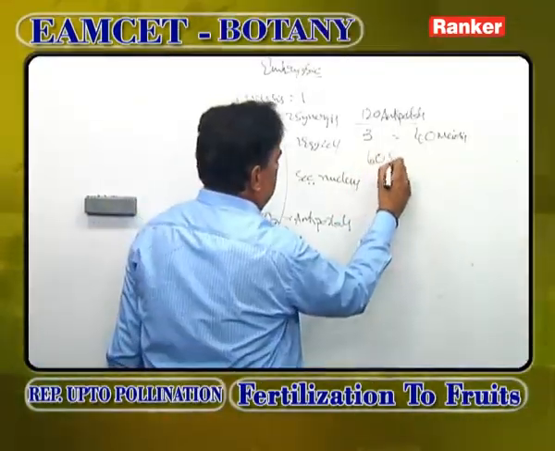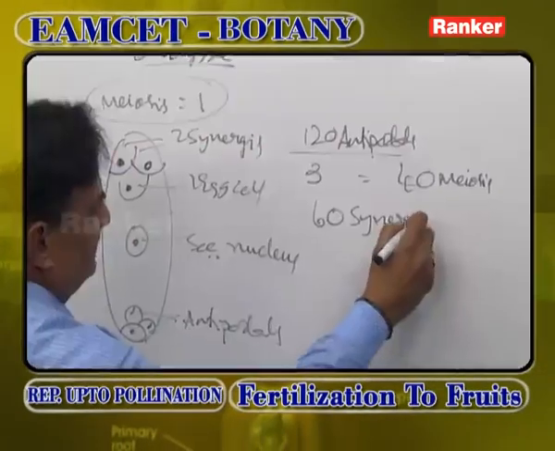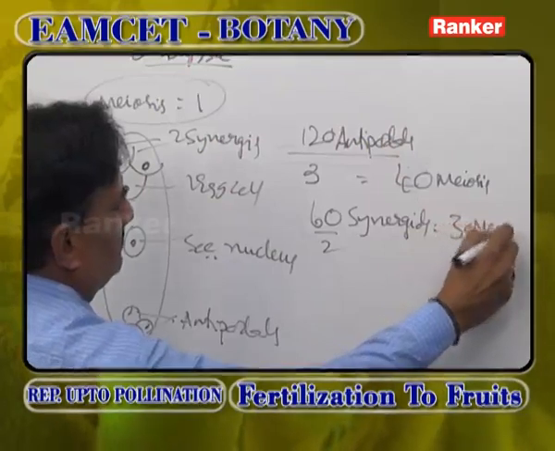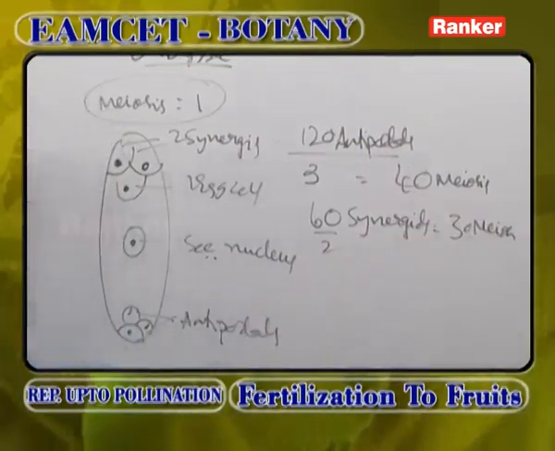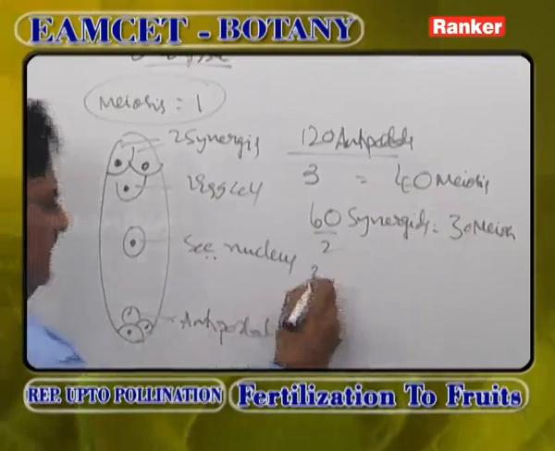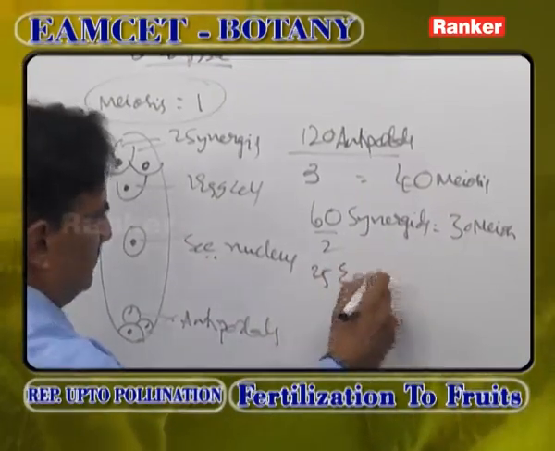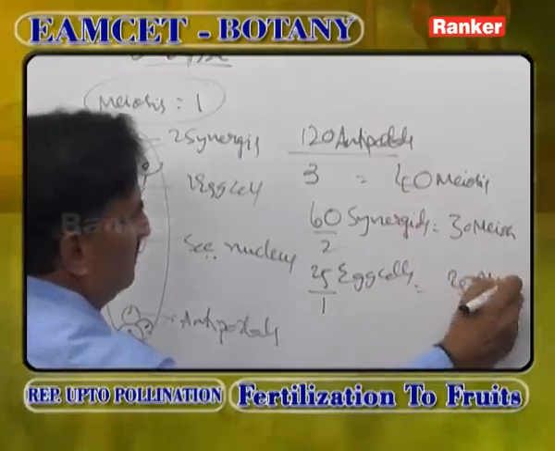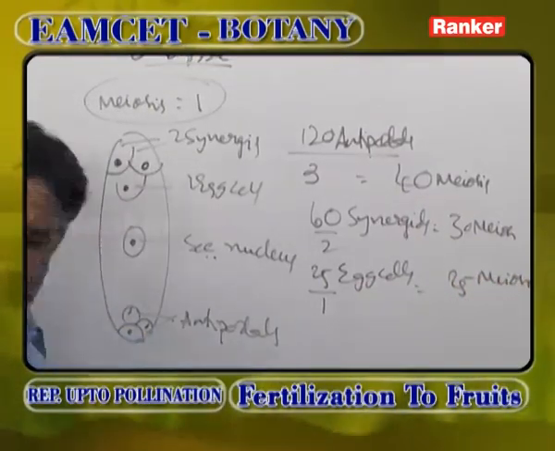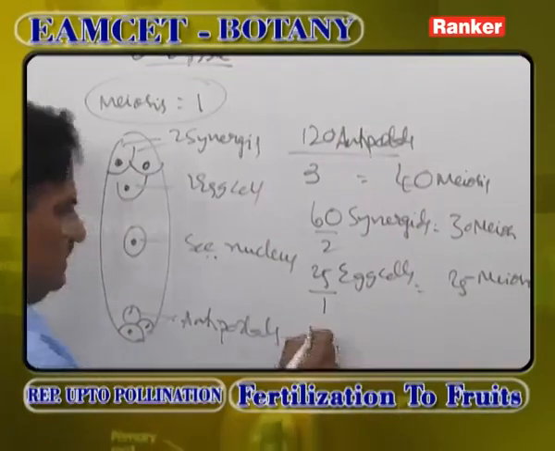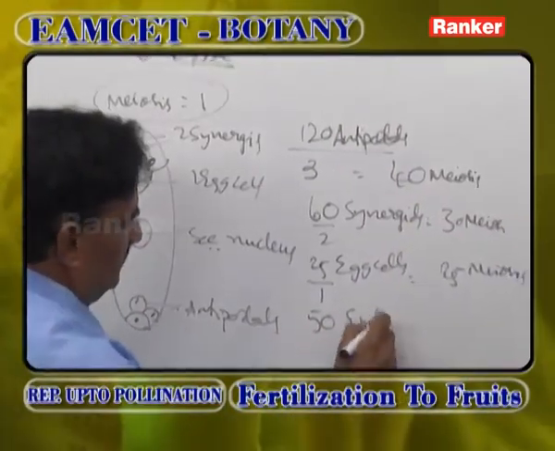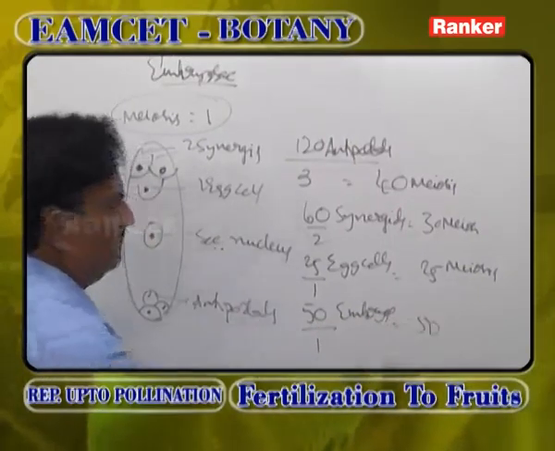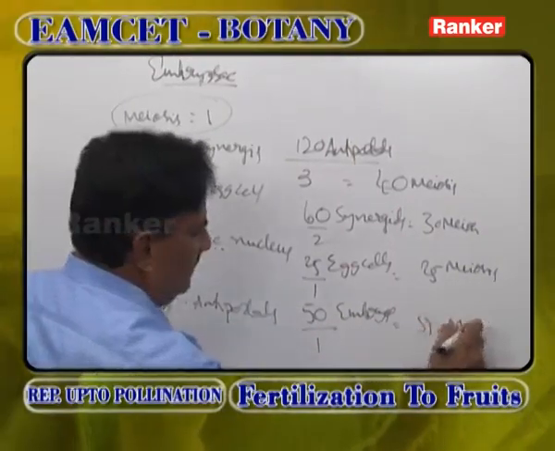60 synergids. 60 synergids means for 2 synergids 1, so 30 meiotic. Then 25 egg cells. 25 egg cells means 25 by 1, 25 meiotic. And 50 embryo sacs. 50 embryo sacs also by 1, so 50 embryo sacs, 50 meiotic.